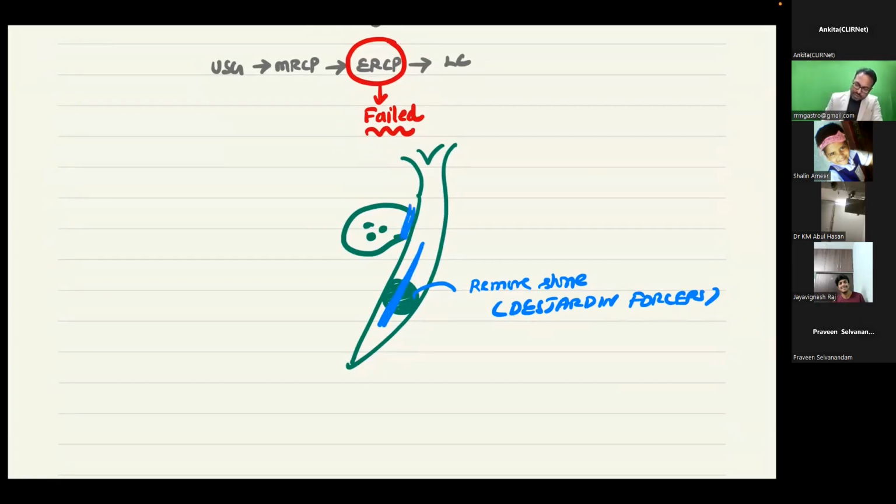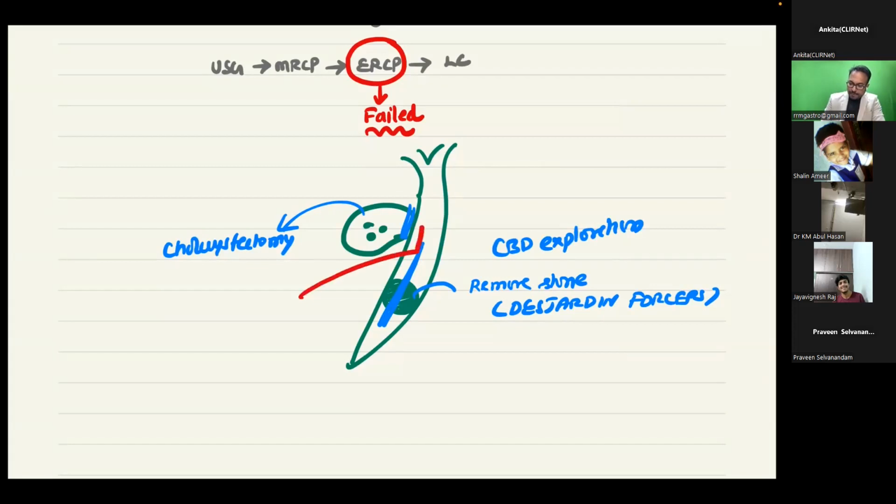Along with cholecystectomy also will be done. Cholecystectomy, CBD exploration, removal of stone, and then keeping a T-tube like this. We have to keep a T-tube like this. So remove the gallbladder, remove the stone in the bile duct, and keep a T-tube.